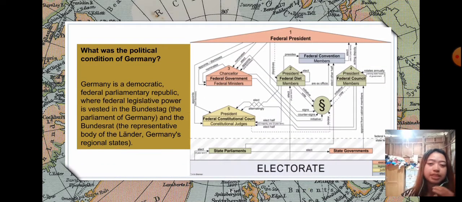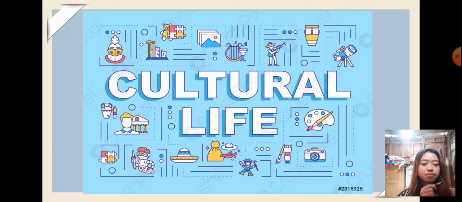So what are the political conditions in Germany? According to my research, Germany is a democratic federal parliamentary republic where federal legislative power is vested in the Bundestag, the parliament of Germany, and the Bundesrat, the representative body of the Länder, Germany's regional states. So that is the political condition in Germany. Next, we will go to the cultural life in Germany.